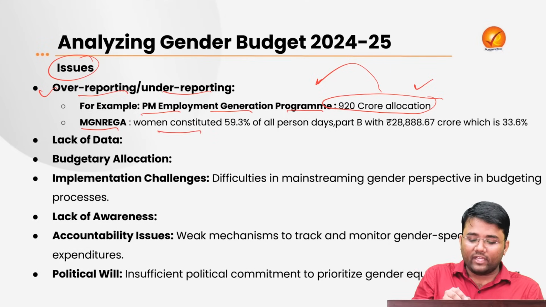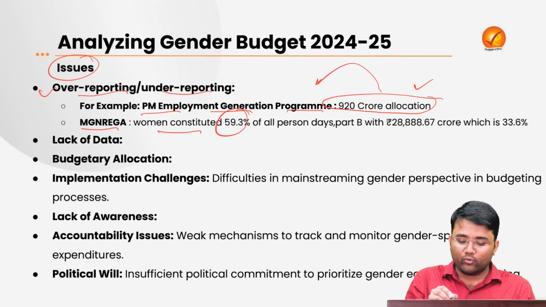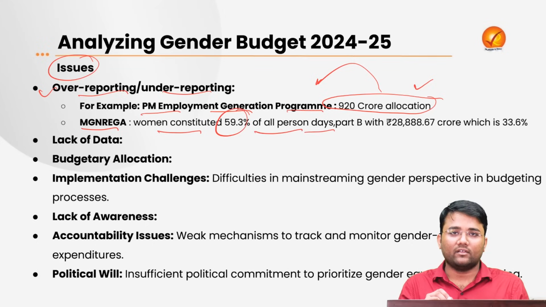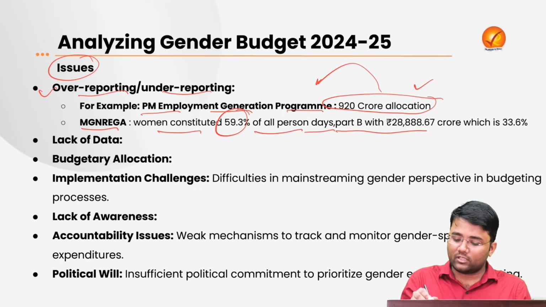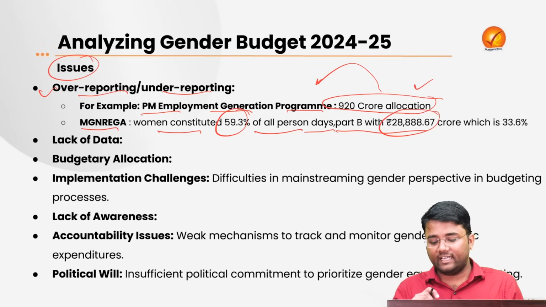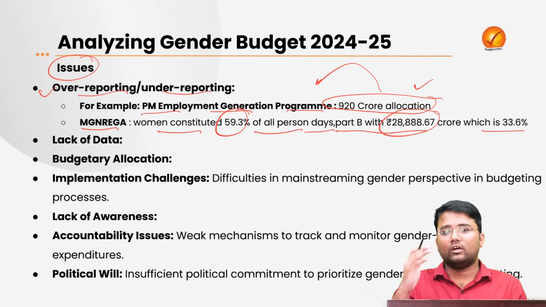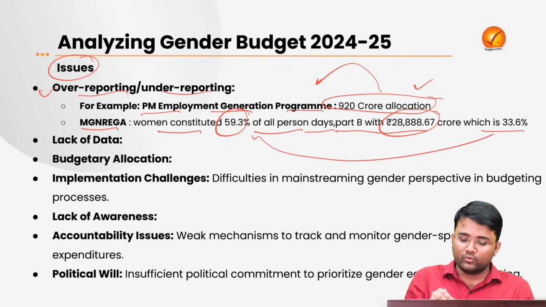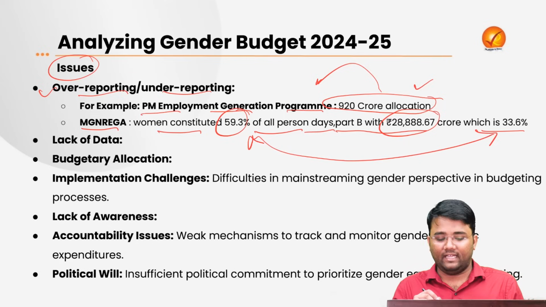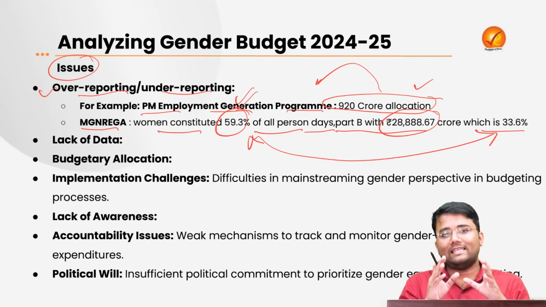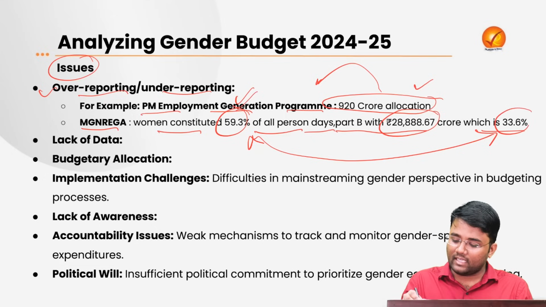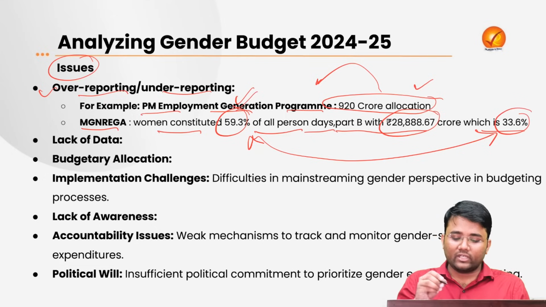Then MGNREGA, where women constituted almost 59.3% of all person days worked, whereas it is calculated under part B with almost 28,888.67 crore, which is 33.6% of all person days only. Here also you see there is a mismatch between the data, that women constitute a larger chunk in MGNREGA, whereas the amount that is given is much less. So here also there is a mismatch between the actual figures and the figures that have been reported.